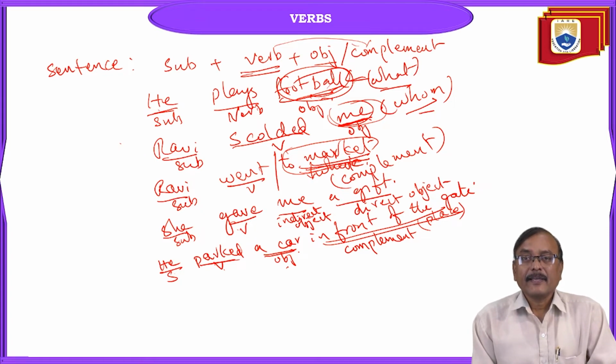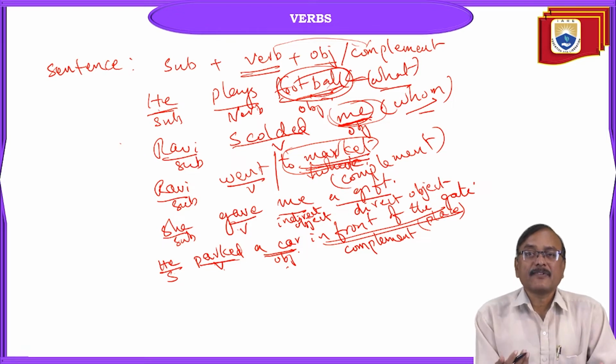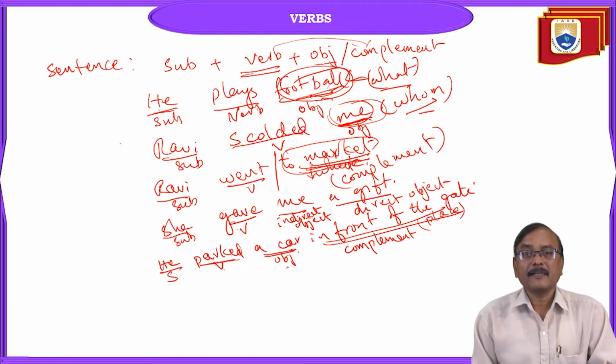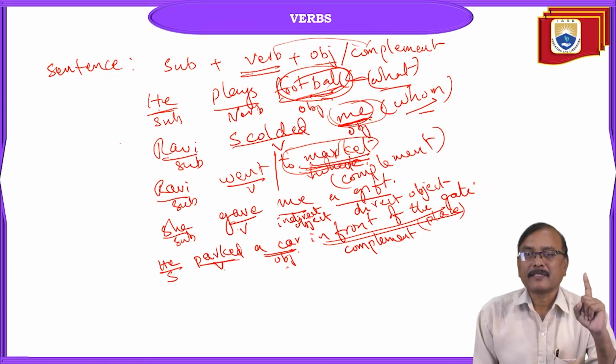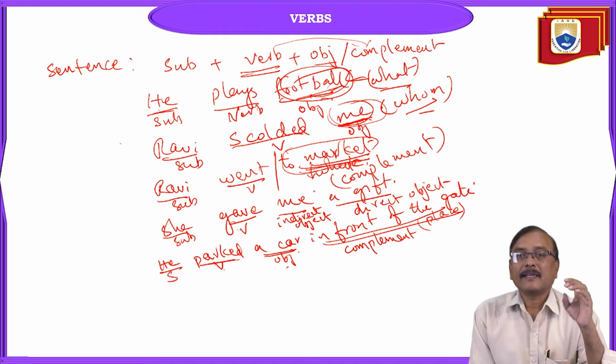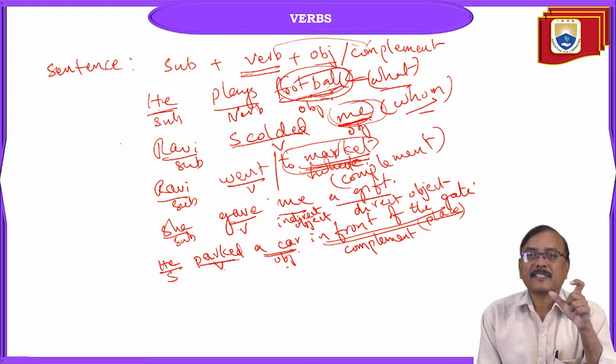Is it clear? He parked. Immediately, if you raise the question where, you will get the answer in front of the gate. If you raise the question what, you get the answer, a car. He parked, what is the first question? What? Next question, where? Next, she gave. What is the first question? What? What is the next question? To whom? Okay, Ravi went. What is the question? Where?